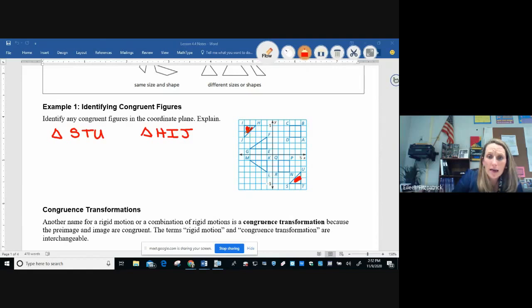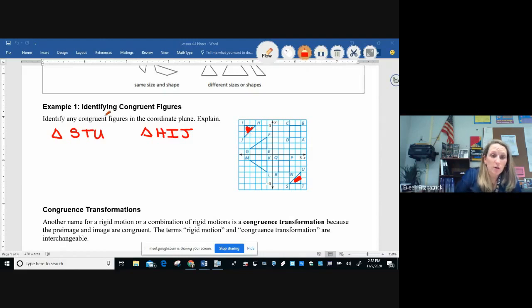All right, again, we could count sides. JI is 2 units long and IH is 2 units long, ST is 2 units long, and TU is 2 units long, and then again, with the Pythagorean theorem, we could prove the hypotenuses are congruent. So side lengths appear to be, or are, congruent to one another. All right, so what transformation took place that would map this triangle onto that one, or vice versa? All right, what do you think?